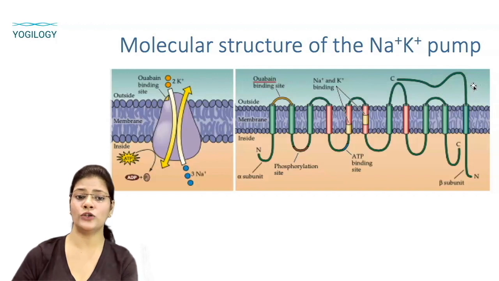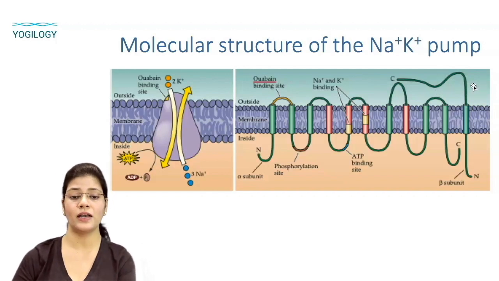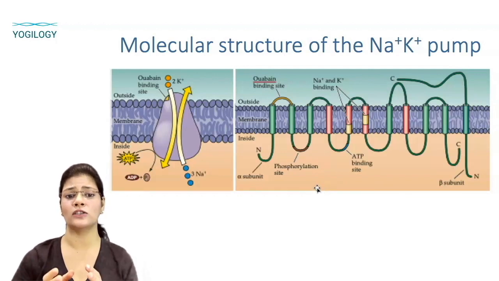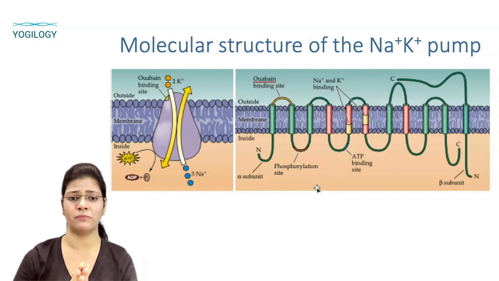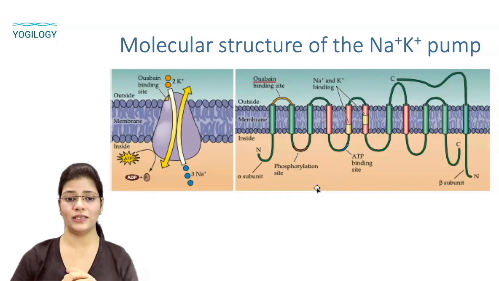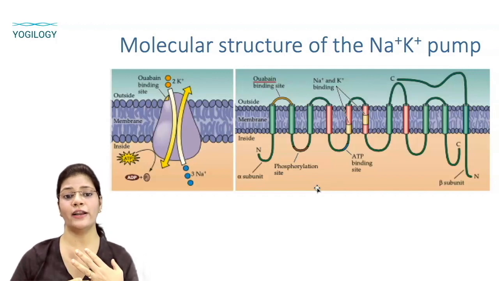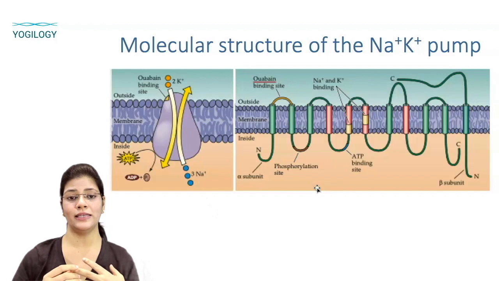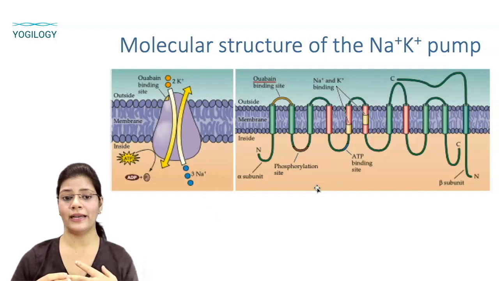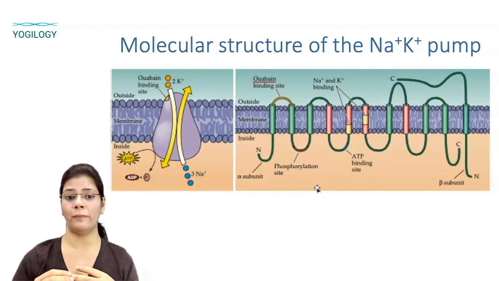Hence, it is a hetero-oligomeric protein consisting of a catalytic alpha subunit and a beta subunit, which basically is required for translocation of the protein complex to the plasma membrane, and it acts like an anchor. The pump consists of the following sites. First, the site for sodium potassium binding. Second, the site for ATP binding and receiving a phosphate group from this ATP, phosphorylation. Third, the site for toxin binding that blocks this pump, that is ouabain.